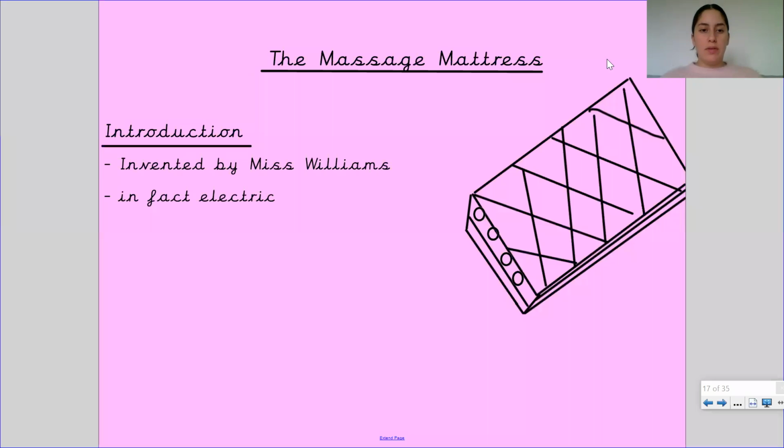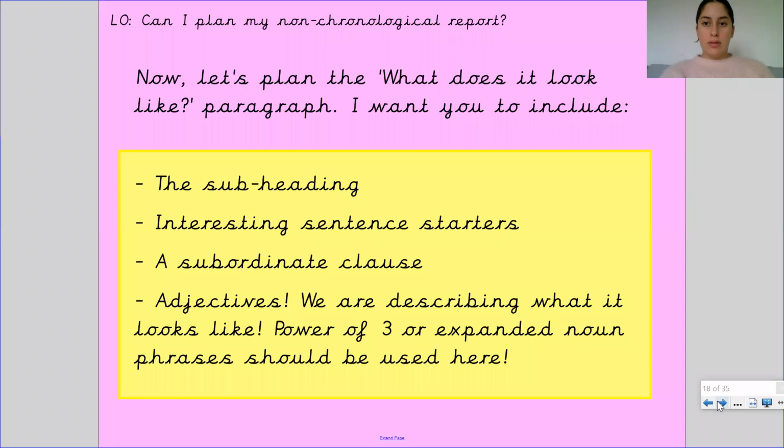Okay, I'm happy with the information that I've included in my introduction because I've used my interesting sentence starter. I've started it with the ED word, and I've given a bit more information about my invention. So next, we're going to move on to the what does it look like paragraph.